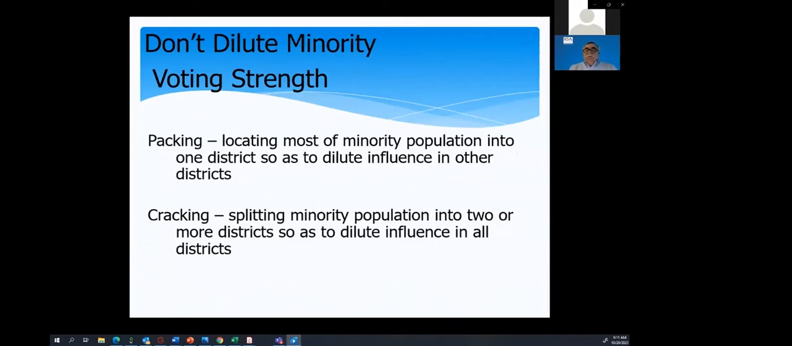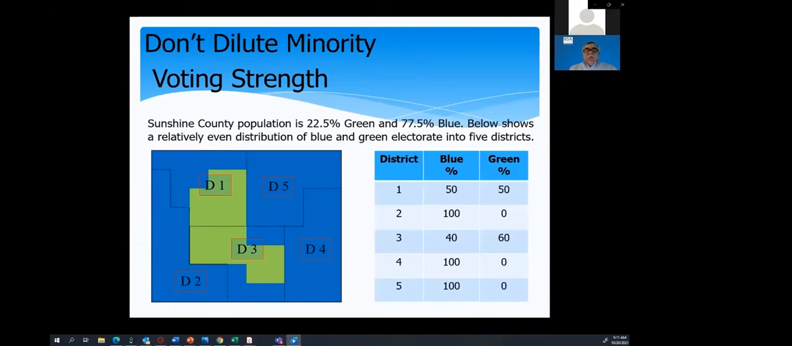Talking about dilution of minority voting strength, a couple of examples of that. Things to avoid: packing or cracking. Packing is an attempt to locate most of the minority population into one district so as to dilute influence in other districts. And cracking is splitting the minority population into two or more districts so as to dilute influence in all districts. And here's an example of that.